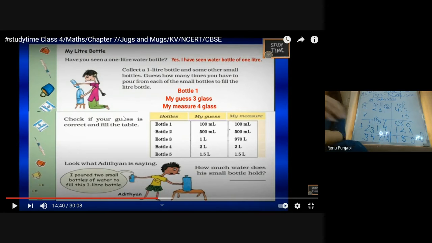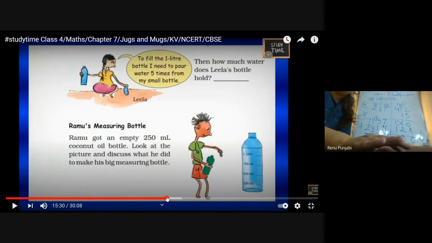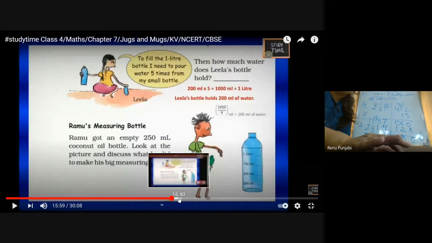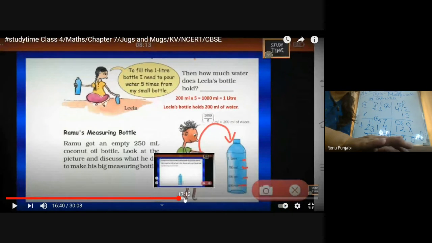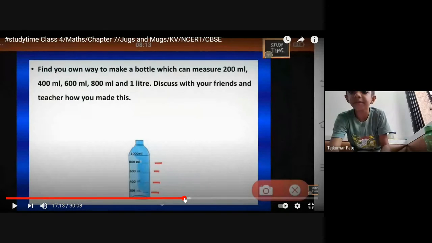This we have already done, right? And I told you to take the bottles and see the containers. Now we go on the page number, my measuring bottle. So multiplication also we have covered. Ma'am, answer will be 500.